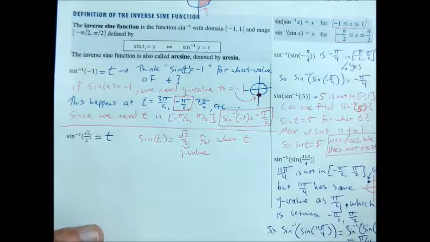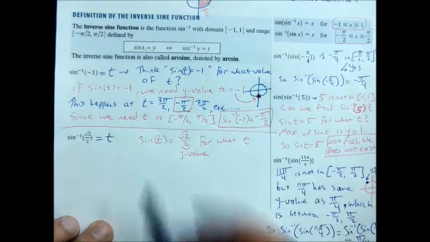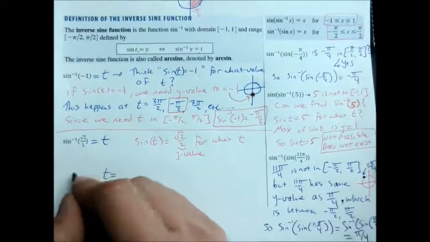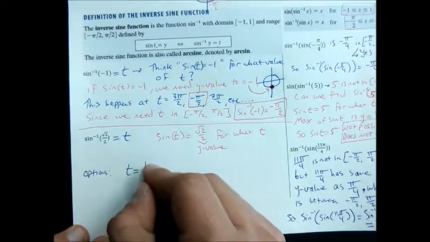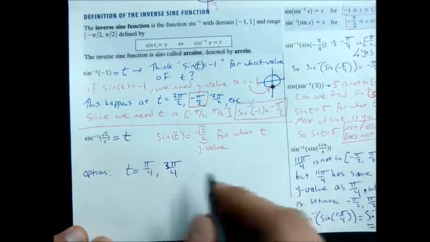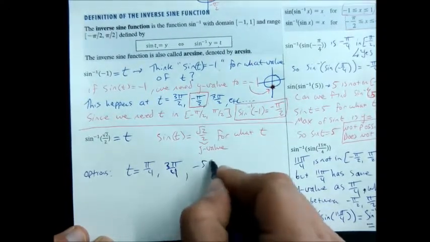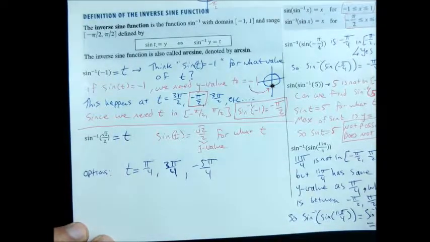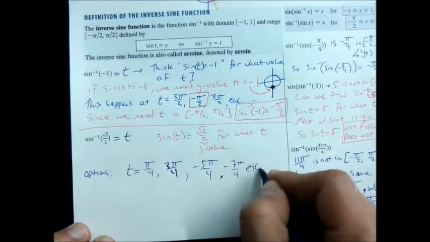And so first of all, before anyone answers it, what type of points have this y value, square root of 2 over 2? Pi over 4 types, right? And so our options are, it could be pi over 4, it could be 2 pi over 4 would be pi over 2, so it could be 3 pi over 4. It could be minus 5 pi over 4. It could be minus 7 pi over 4, right, etc. There's lots of points that it could potentially be.